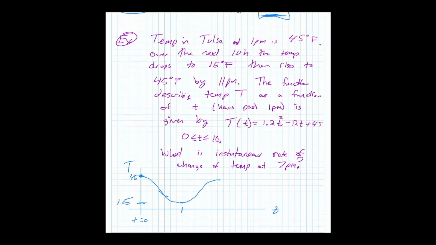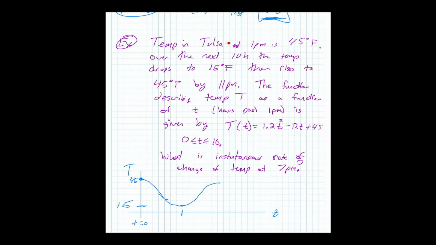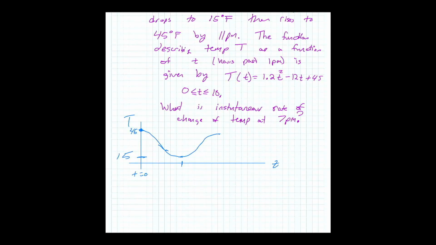Let me back this up. So temp in Tulsa at 1 p.m. is 45 degrees. Over the next 10 hours, the temp drops to 15, then rises to 45 by 11 p.m. So this is 11 p.m., right? That's 11 p.m., which is t equals 10. Back up to 45. So between 1 p.m. and 11 p.m., it drops to 15 and then comes back up.